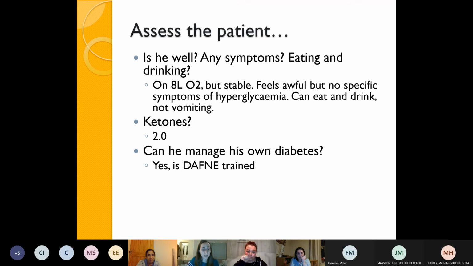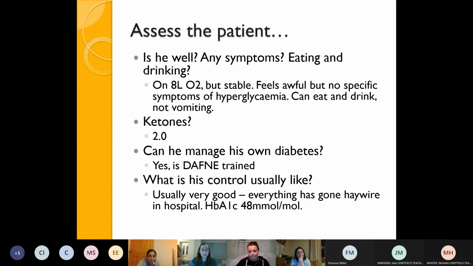Okay. So he is definitely trained, but obviously he's been feeling so rough and just letting the doctors and the nurses get on with whatever they're doing and not really paying attention to things. And he's usually really good at it. So with this patient, if he's feeling all right and up for it, he could probably manage his own diabetes.